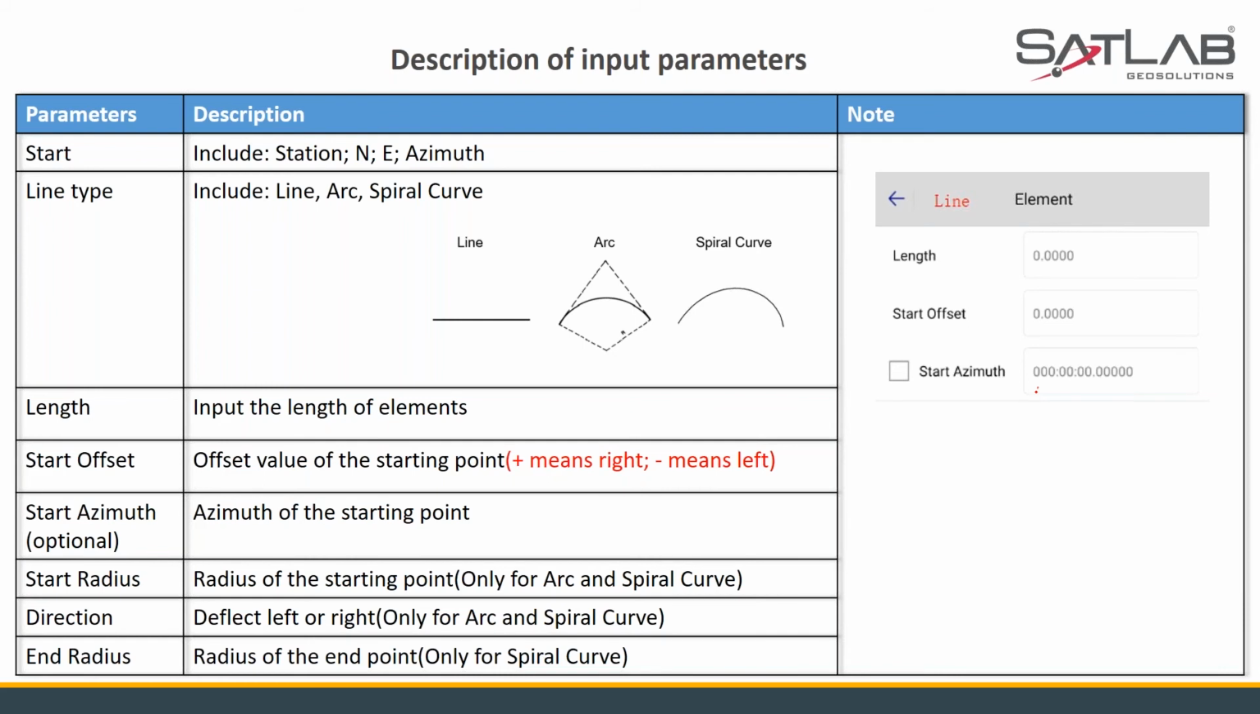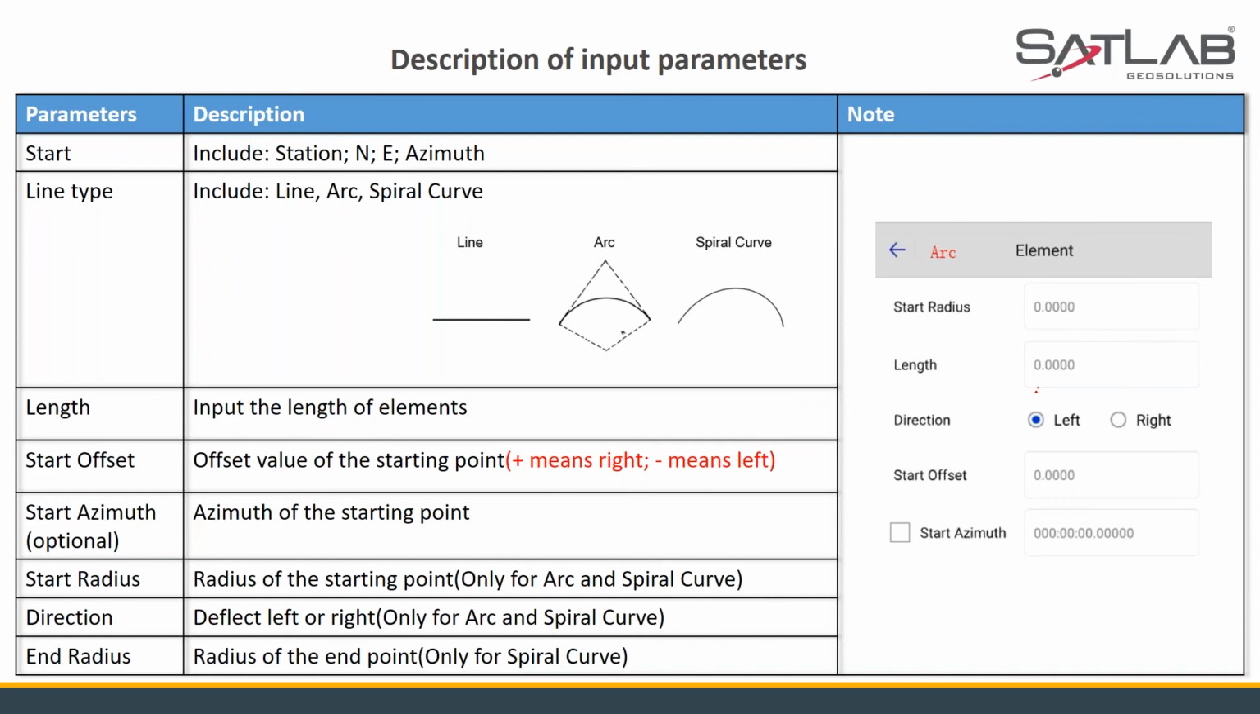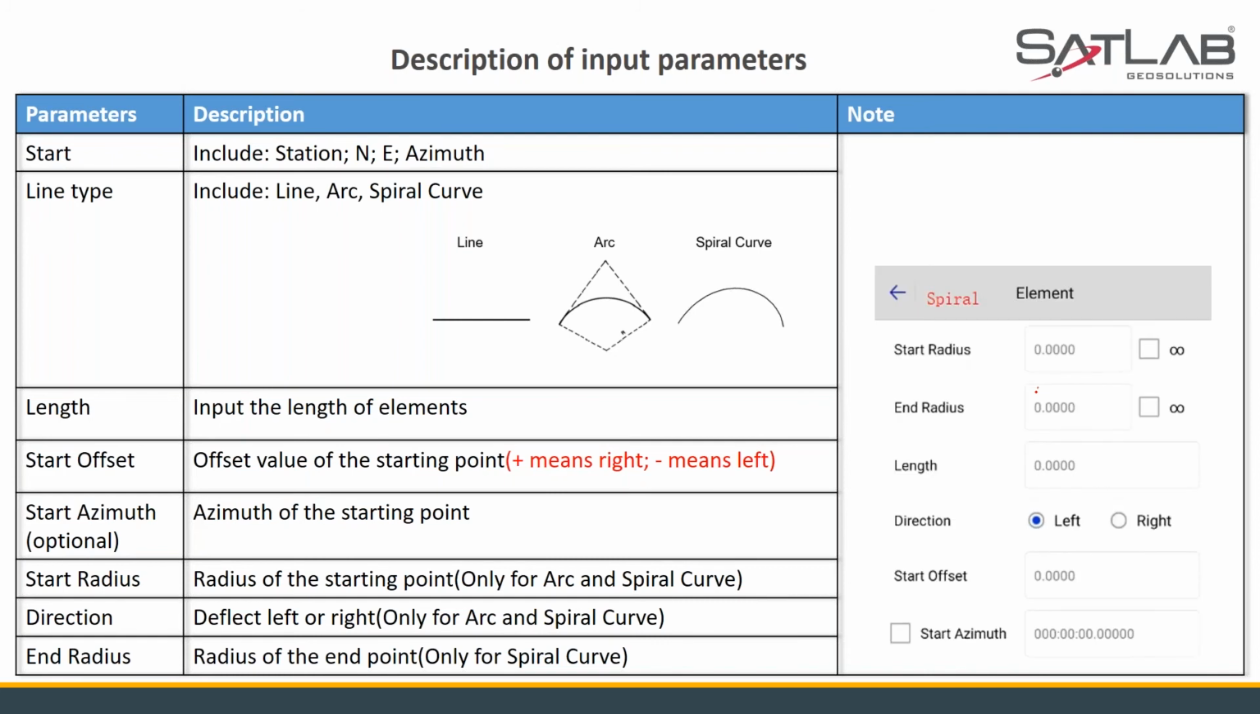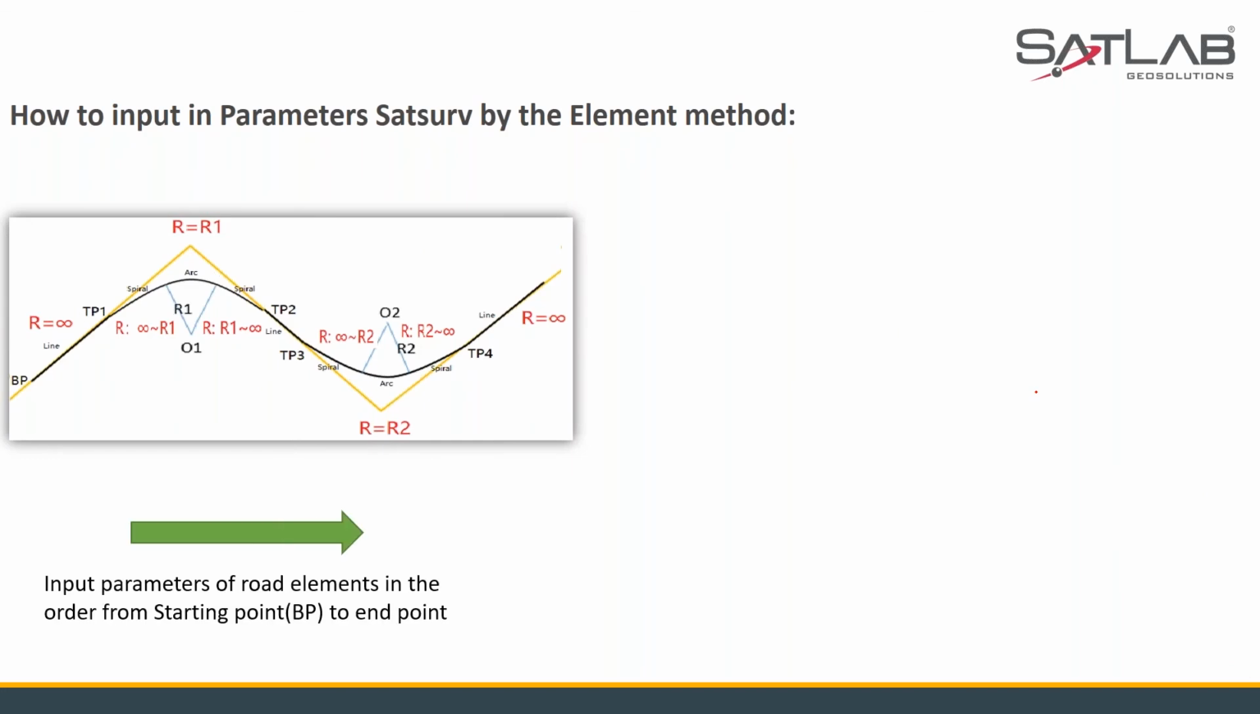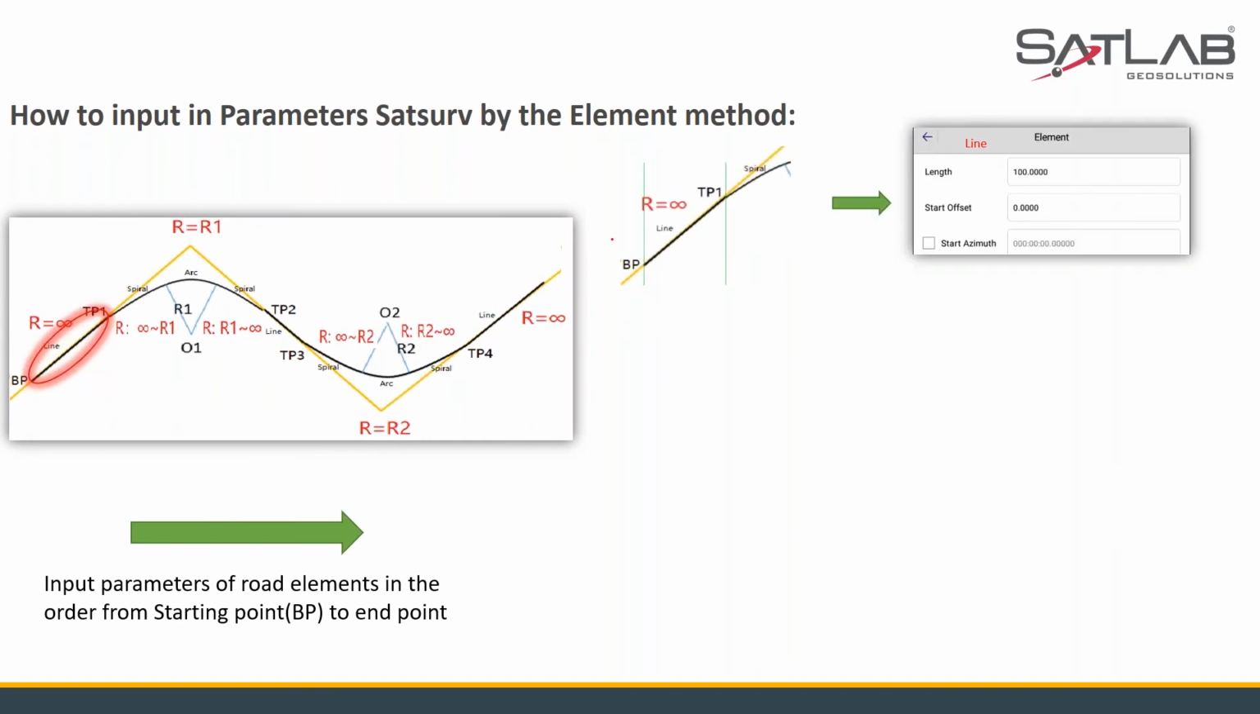So these are the descriptions of the input parameters. First, we have to give the start point. Obviously the start point is needed in the intersection method as well as in the element method. So in start, we have to give the coordinates of the start point here, and the azimuth, if you have any angle.